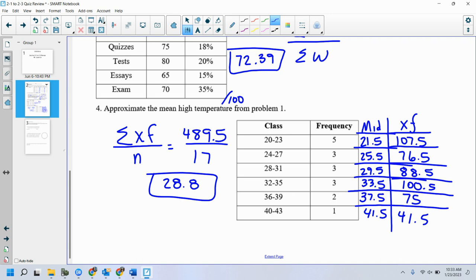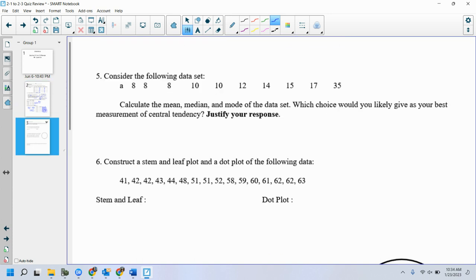Questions about that? Okay, let's take a look on the second page on the back. Consider the following data set. Calculate the mean, median, mode of the data set. Which choice would you likely give as your best measure of central tendency?